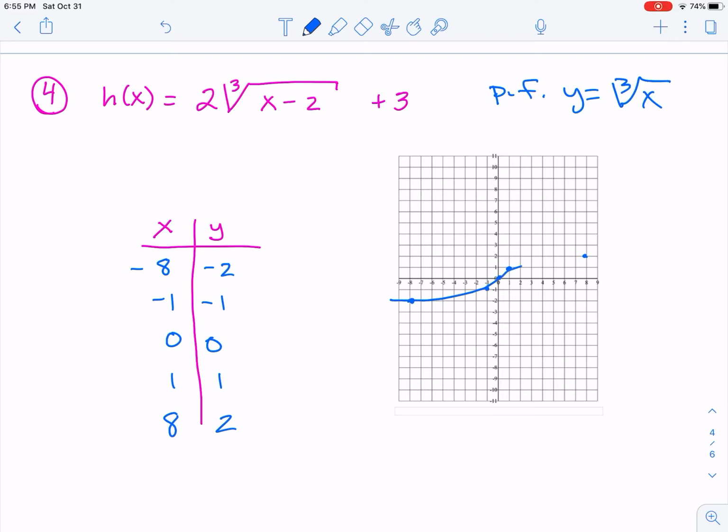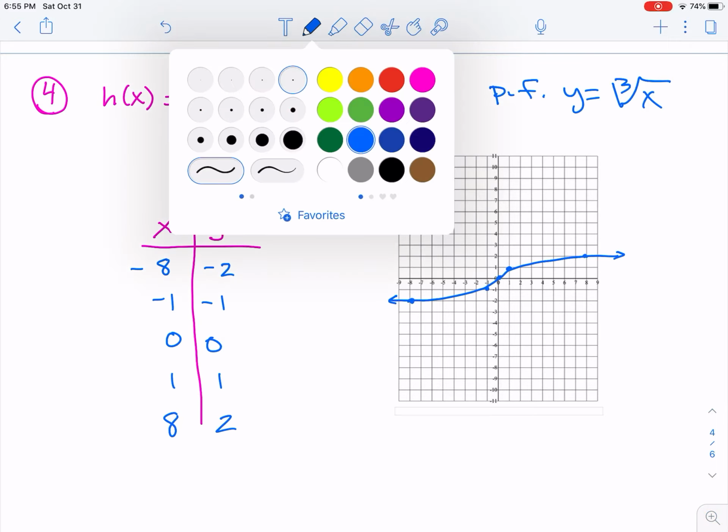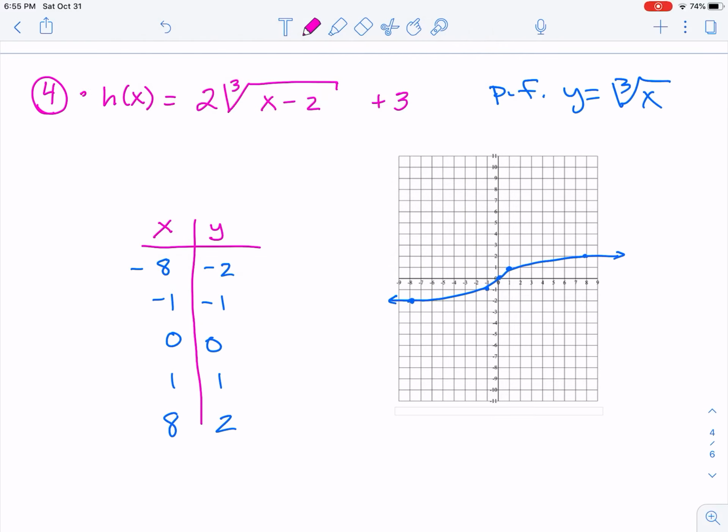All right. There's the parent function. I'm going to go back to fuchsia to graph h of x. All right, well, here's what I know. I'm going to use this table. What are the transformations? Well, I'm taking that parent function and I'm going to move it right 2. I'm going to do a vertical stretch of 2. And then I'm going to go up 3. So let's get those coordinates.